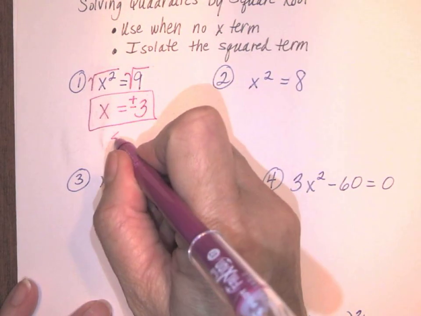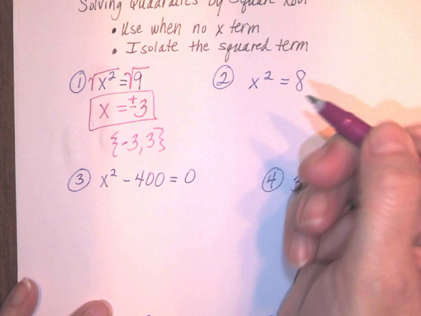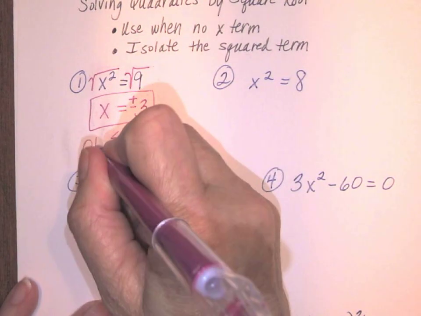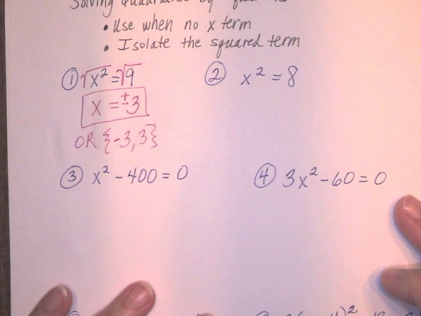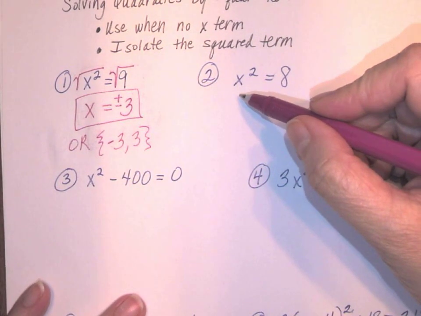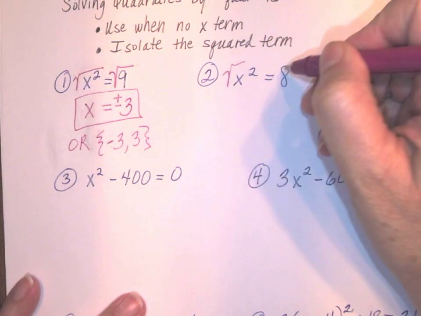You also could write it in set notation from least to greatest, negative 3, positive 3. Note that those are brackets and not parentheses. So either one could be your answer. Let's do the same thing to number 2. First of all, is the x squared term isolated? Yes, it is. So let's take the square root of both sides.